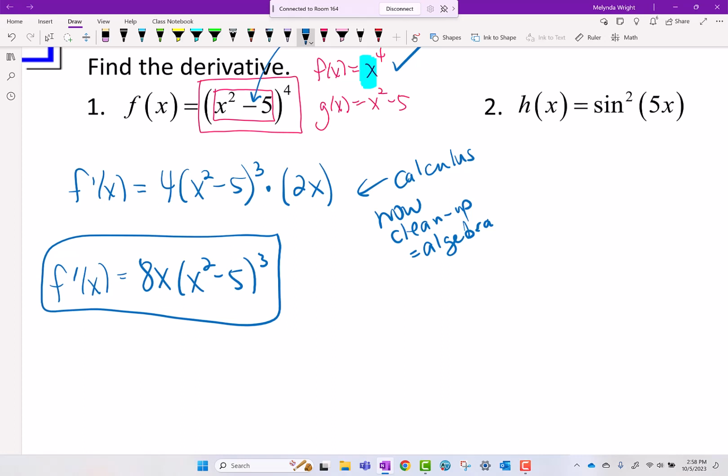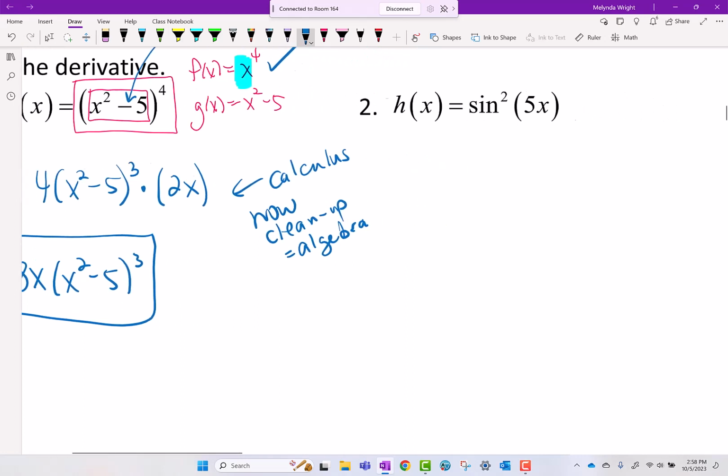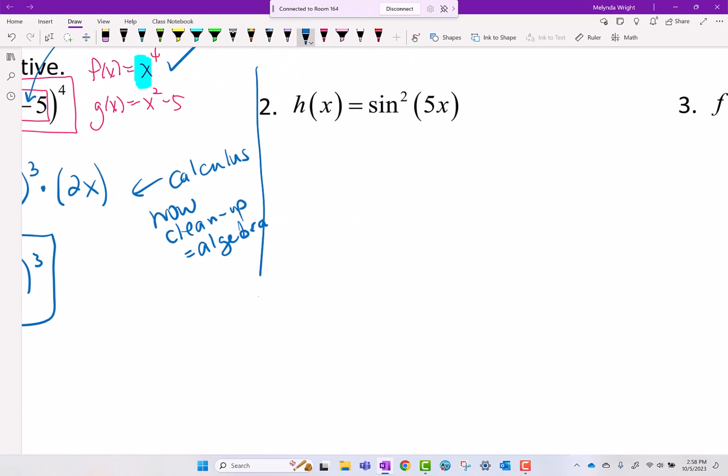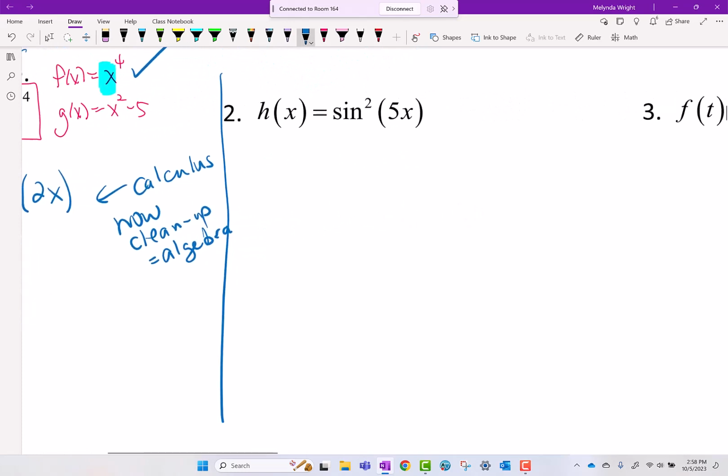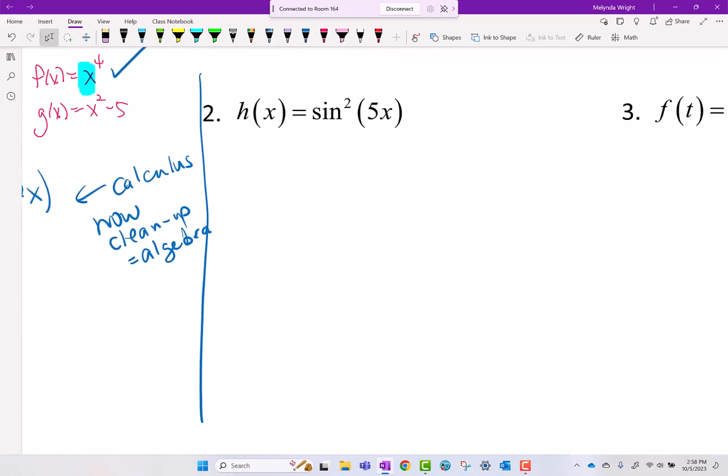Okay, no worries. All right, so let's look at number 2. On number 2, I'm going to rewrite it first because of this. Please do not just ignore that and try to do a derivative with that sitting there. It's just going to mess everything up. So I'm going to rewrite it with that on the outside. So I've got sine of 5x squared. Okay, that's my rewrite.